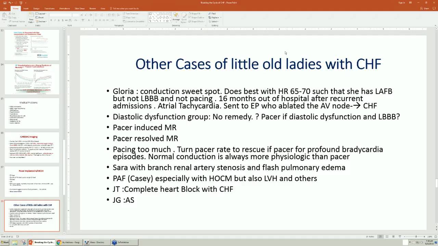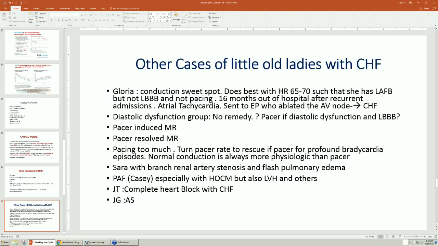Let's talk about some of the other causes of congestive heart failure. In terms of that, we have a lot of little old ladies who get congestive heart failure, and they're very delicate. And so Gloria was one who basically had readmissions for congestive heart failure every month, and she had a BiV pacer in for left bundle branch block. She would get left bundle branch block when she was going very slow. She would get left bundle branch block when she was going fast.